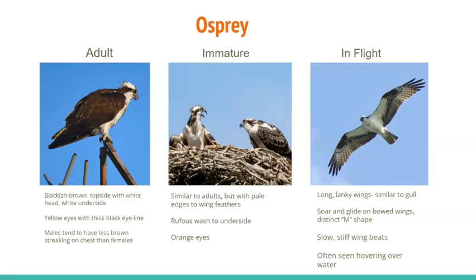So for immature birds, overall, they tend to be very similar to the adults, but they have pale edges to the wing feathers. It almost looks like they're gilded, like a very, very bright gold. And they have an orangey wash to the underside.